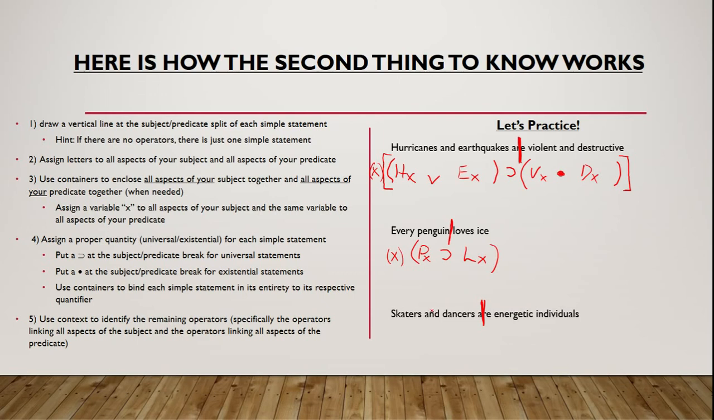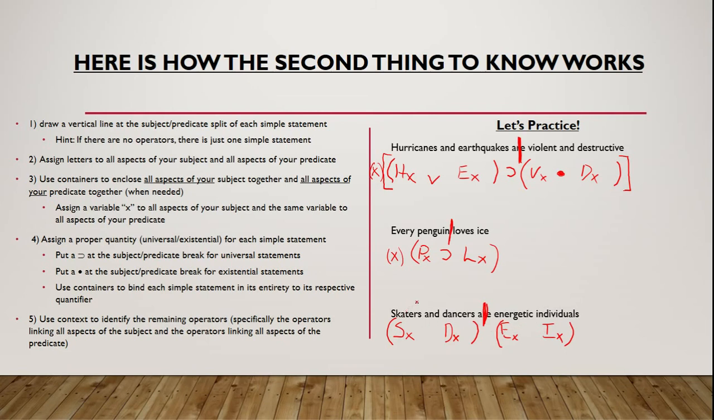So assign letters to all aspects of your subject and all aspects of your predicate. So we're going to call skaters, dancers, there's the subject, and then energetic individuals, they're energetic, and they are individuals. Step 3, use containers to enclose all aspects of your subject together and all aspects of your predicate together. So we're going to enclose skaters and dancers together, and then we're going to enclose energetic and individuals together. We're going to assign a variable x to all aspects of your subject and the same variable to all aspects of your predicate. So x to skaters, x to dancers, x to energetic, x to individual.